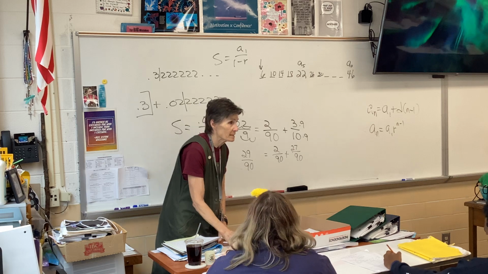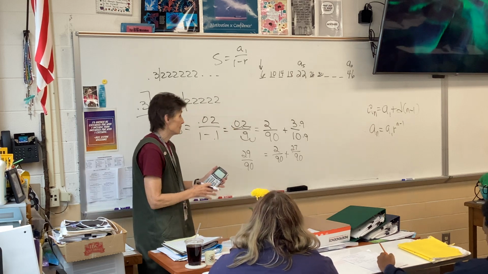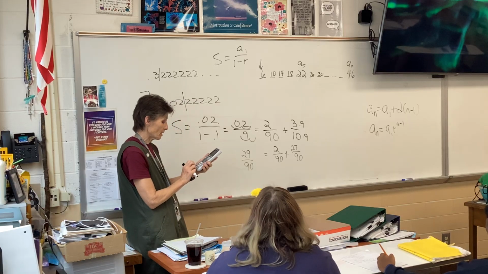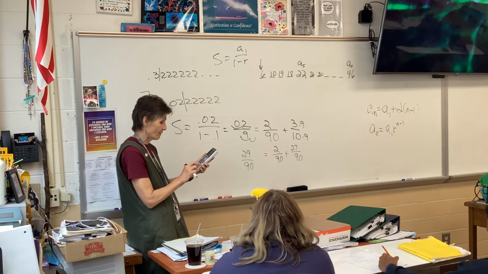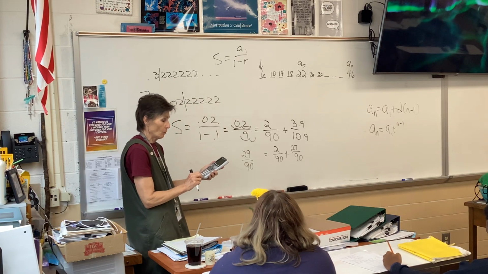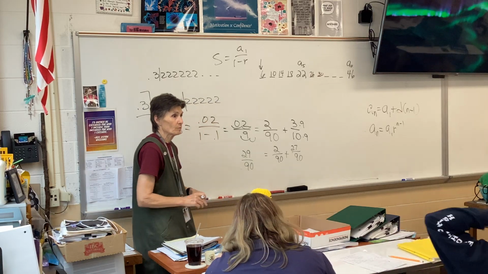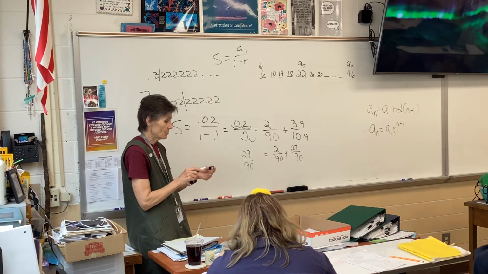And I'm going to check myself. This is the work I've got to show, but I can check it on my calculator. 29 divided by 90. And lo and behold, what happens? 0.32222.